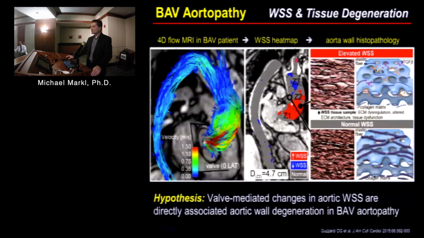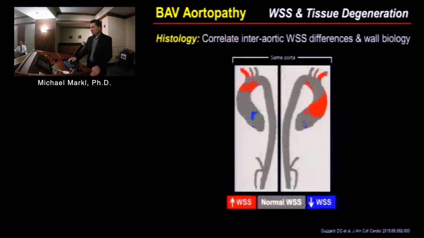In other words, in each patient we could pick a wall shear stress hot region and compare it to a wall shear stress cold region. So each patient is really its own control. And if our hypothesis is correct, if wall shear stress really drives this aortic remodeling, we should find more degenerated tissue in those regions with high shear stress compared to those with low shear stress. And that's indeed what we found.